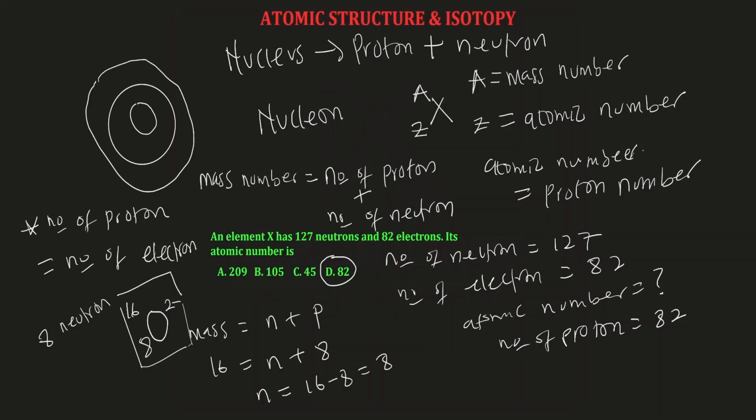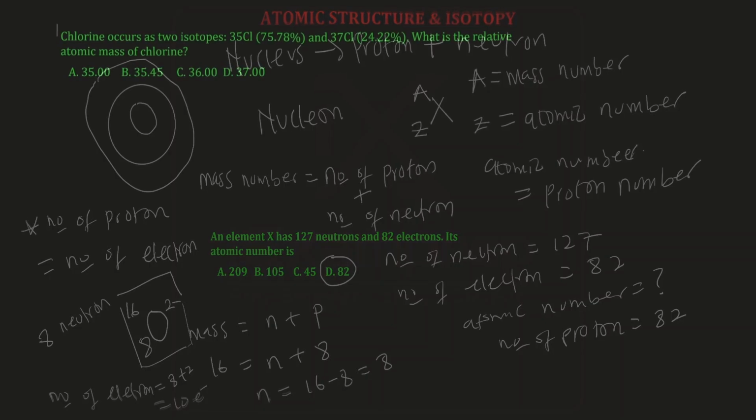So if it was neutral, it's going to have 8 electrons, but 2 minus means that it has gained 2 electrons, which means that the number of electrons in this atom is going to be 8 plus 2, and that is equal to 10 electrons. So this atom has 10 electrons. So those are the basic things that you must know about the structure of an atom.